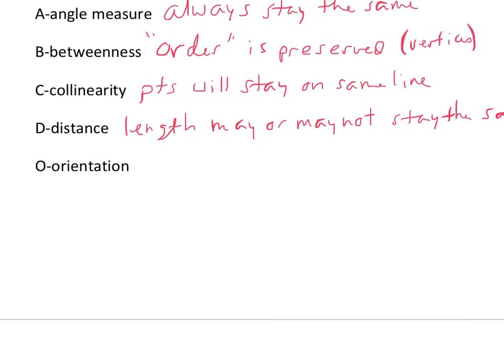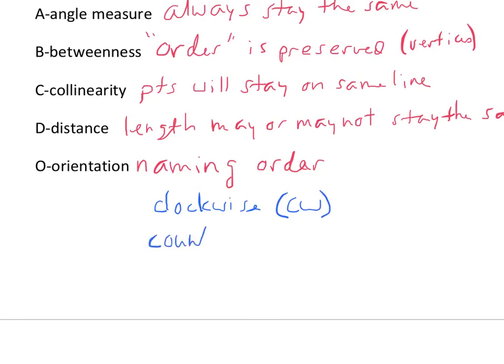Orientation is the order of the letters, so we'll say naming order. And we're used to this because we describe triangles and rectangles with the letters in a certain order. So we're talking about naming order, and we have to be clear about one thing, that sometimes we can label something clockwise, which we will refer to as CW, or counterclockwise, which we would describe as CCW.